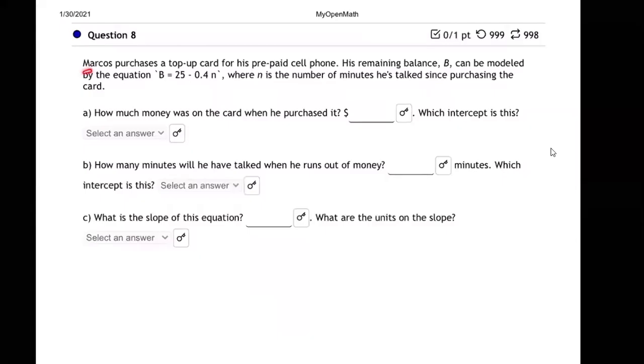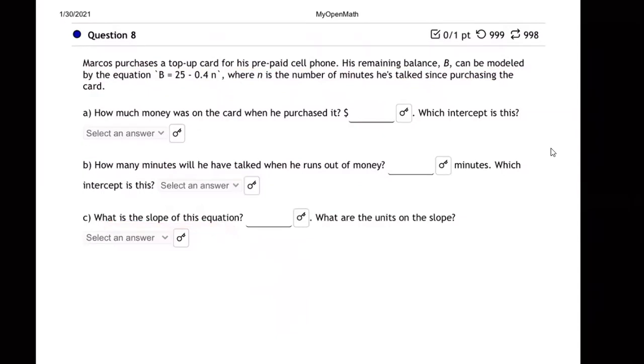Okay, so Marcos, or whatever name you have on yours, it randomizes the names, I believe, purchases a top-up card for his prepaid cell phone. His remaining balance, B, can be modeled by the equation B equals 25 minus 0.4n, where n is the number of minutes he's talked since purchasing the card. How much money was on the card when he purchased it? How many minutes will he have talked when he runs out of money? What is the slope of this equation?